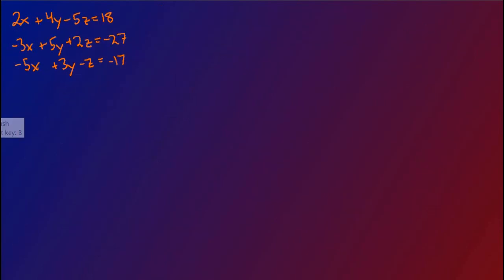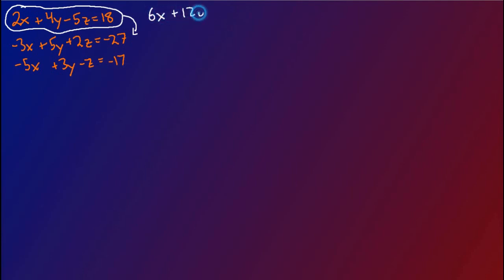In this example, I'm going to go ahead and take this equation and pair it off with the other 2, and I'm going to choose to eliminate x for no particular reason. So when I pair it with this equation, I take a look, and the least common multiple for 2 and 3 is 6, so I'll multiply the first equation by 3. That's going to give me 6x plus 12y minus 15z equals 54. And then when I multiply this equation by 2, negative 6x plus 10y plus 4z equals negative 54.